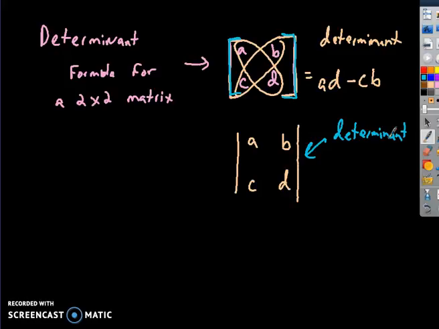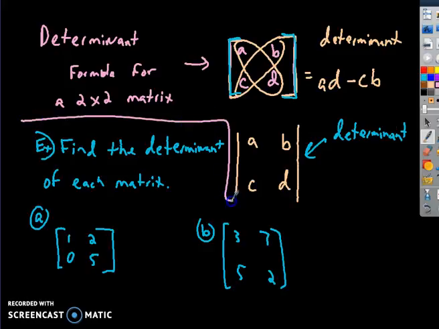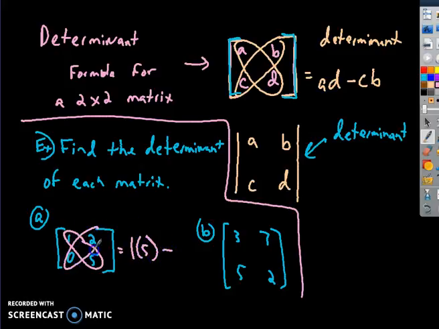Let's actually find the determinant of one. Suppose we're considering these matrices. Look at this example here. It says find the determinant of each matrix. This is a 2 by 2 matrix, so it has a determinant. We get the product of this diagonal, 1 times 5, subtract the other diagonal, 0 times 2. So it's 5 subtract 0, which is 5. The determinant of this matrix is positive 5.